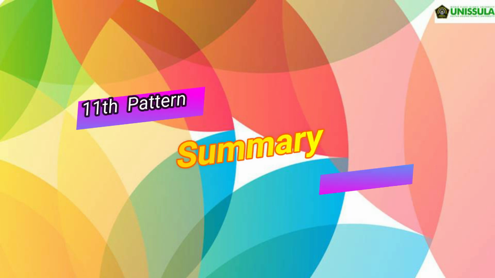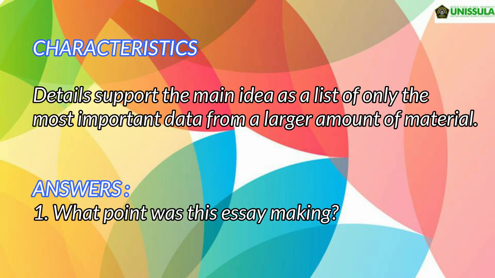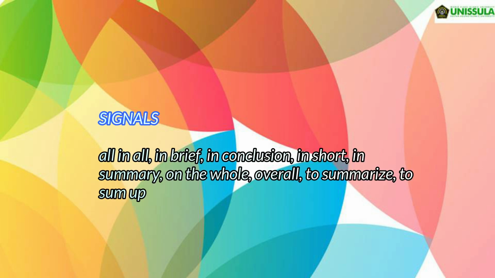The summary pattern of organization gives detailed support to the main idea as a list of only the most important data from a larger amount of material. This pattern will answer the question, what point was this essay making? The signals are words such as all in all, in brief, to sum up. These are the signal words or phrases.